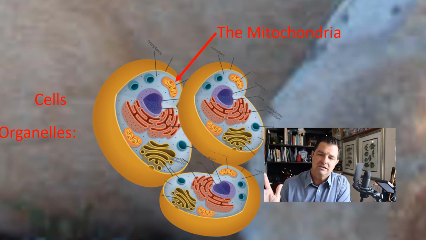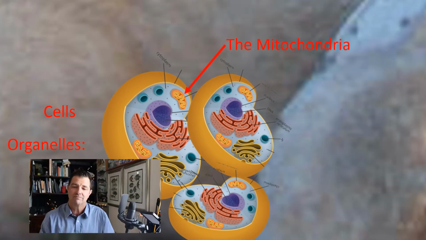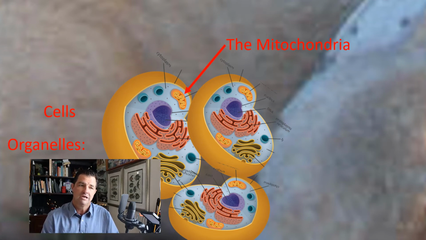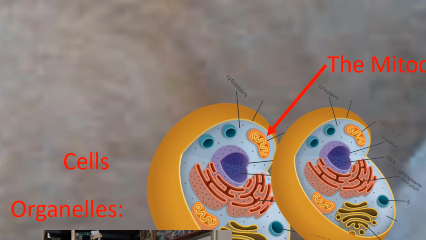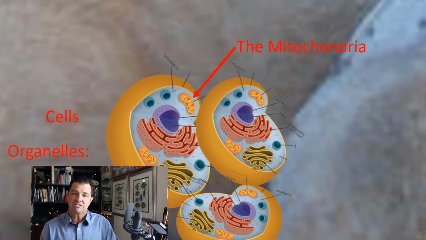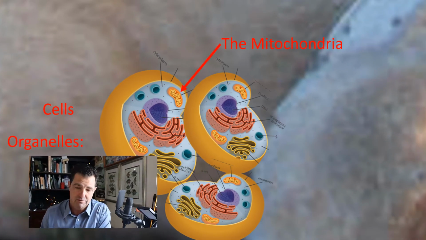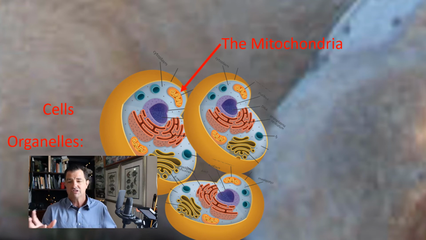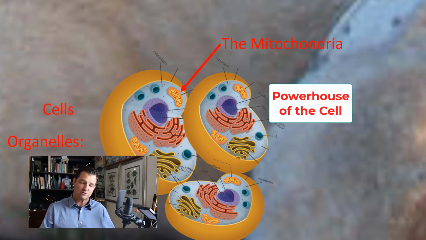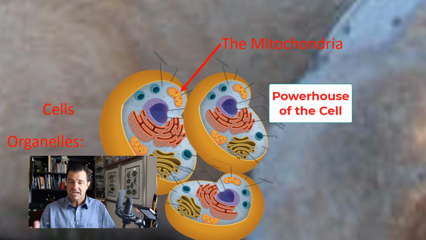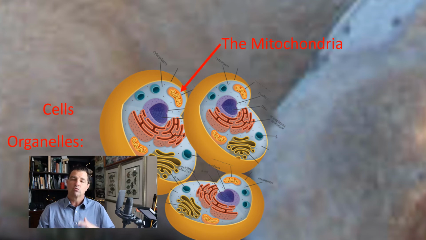Now, in most cells, there's a structure called a mitochondria. And actually there are many of them, and it depends on the cell. Some have maybe hundreds of them inside a cell, depending on what the cell does. The mitochondria you can simply think of as the powerhouse of the cell. It helps generate the energy that will run the cell and therefore the animal.